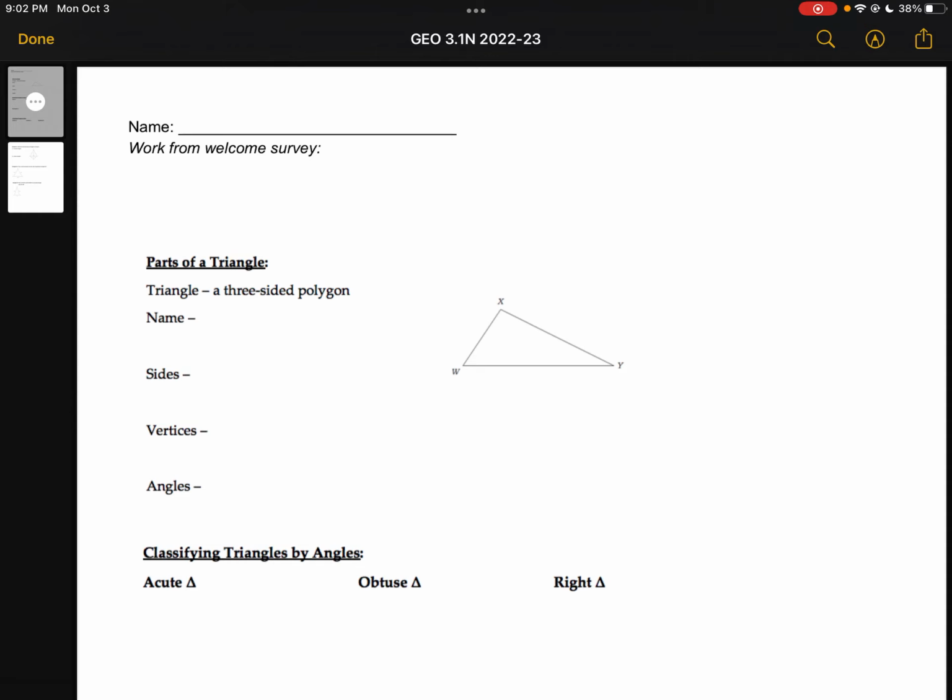So triangles, huge part of geometry, one of the best shapes out there, very strong shape. You'll see them all the time in things like bridges and other structural supports because they're just so strong and so useful. So we're going to start our unit today looking at all of the properties that make them that strong and that useful. So first things first, triangles, what do we call them?